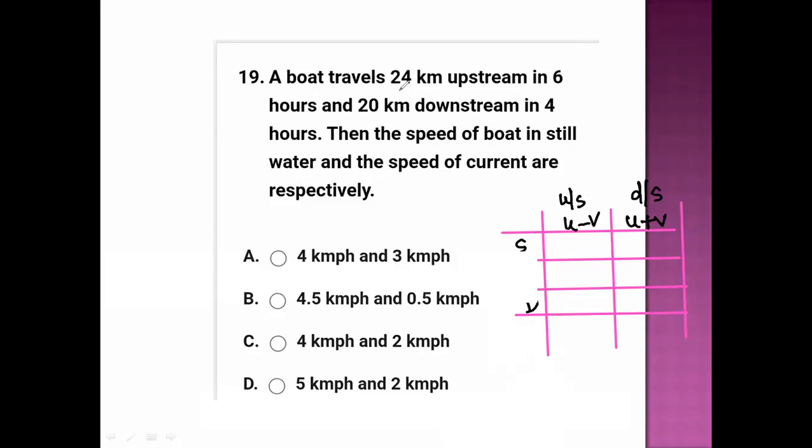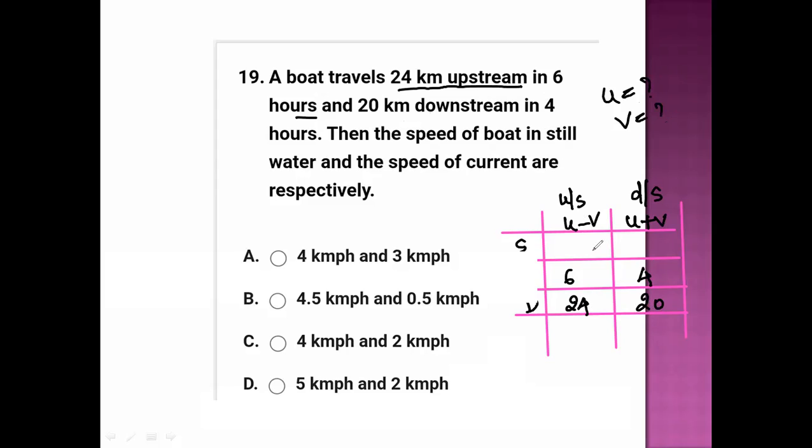A boat travels 24 kilometers upstream in 6 hours, and similarly 20 kilometers downstream in 4 hours. I have written the time and distance in the table. Then what are the speed of the boat in still water and the speed of the current respectively?